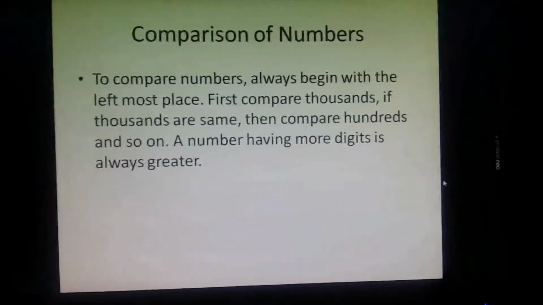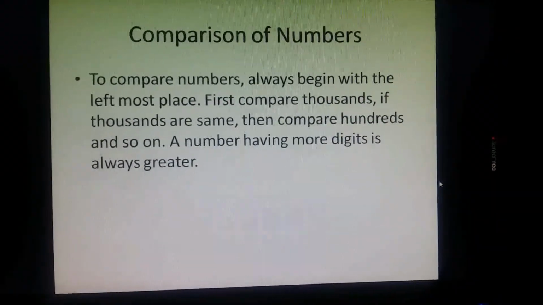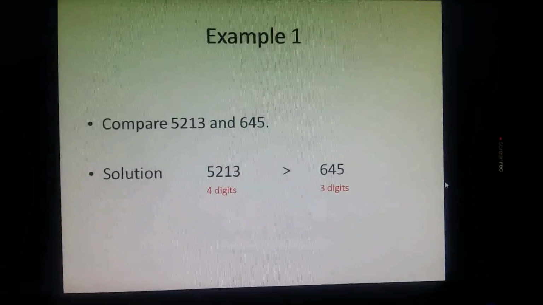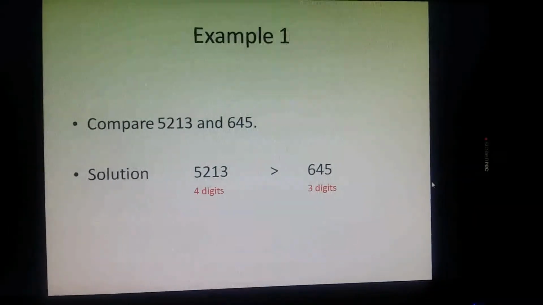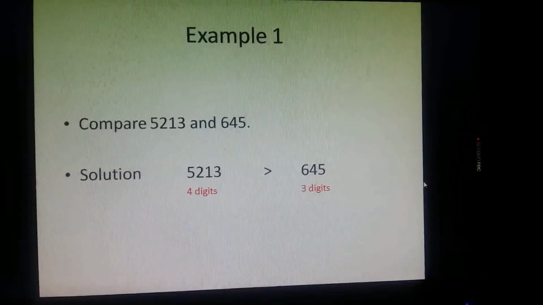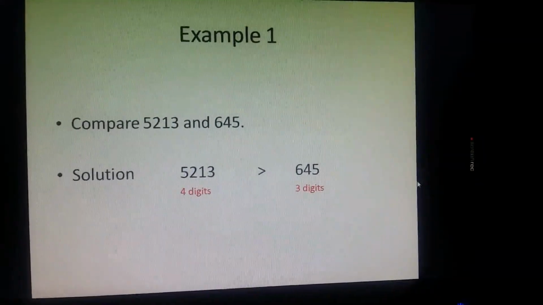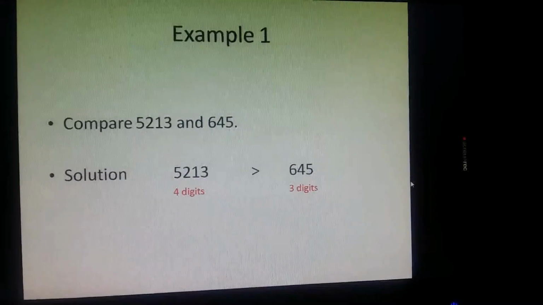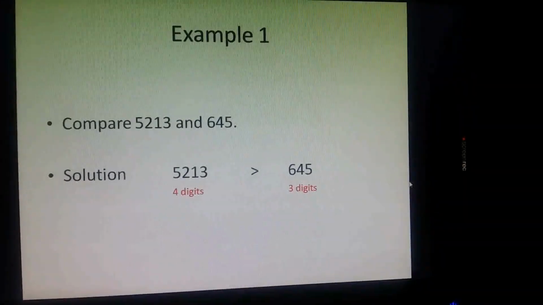Let us understand this concept by taking some examples. So the first example is compare 5213 and 645. As you can see, there are two numbers. The first number has 4 digits and the second number has 3 digits.